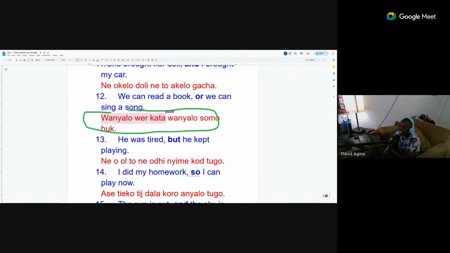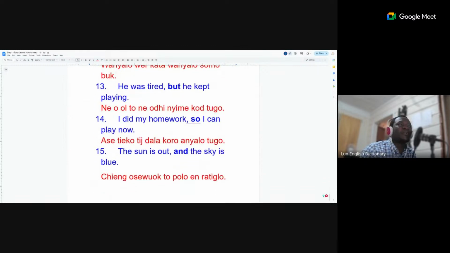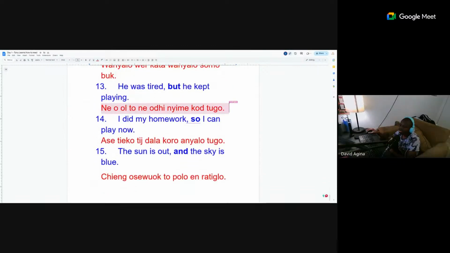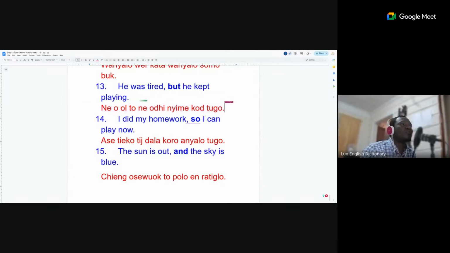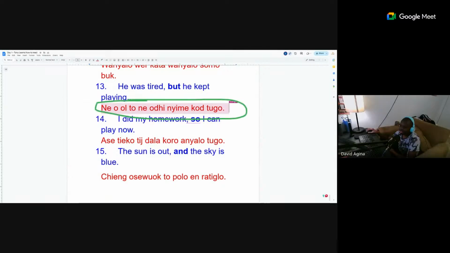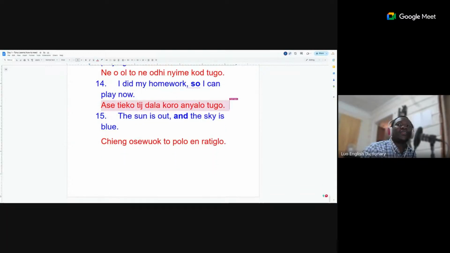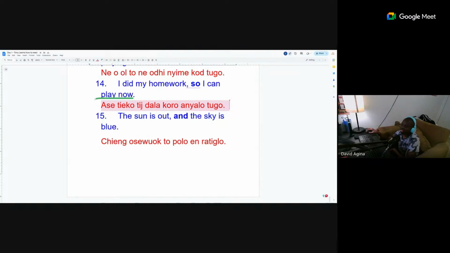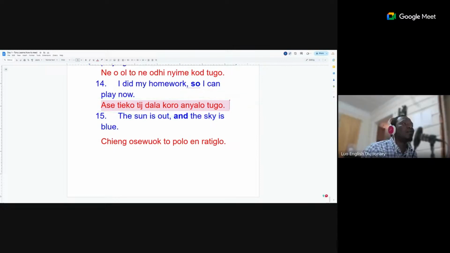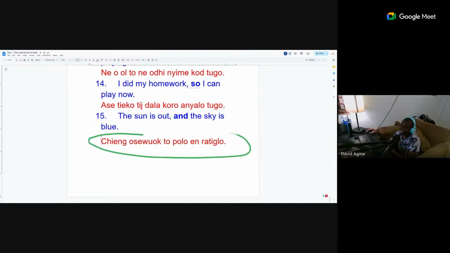Number 12. Wanyalo wer kata wanyalo somo book. Good. Number 13. Ne o ol to ne odi nime kotugo. Good. Number 14. Asit tieko tij dala koro anyalo tugo. Good. And the last one. Chieng osewok to polo en ratiglo.